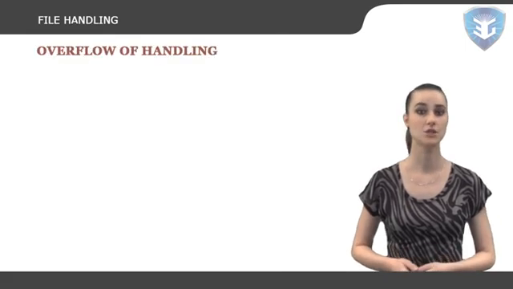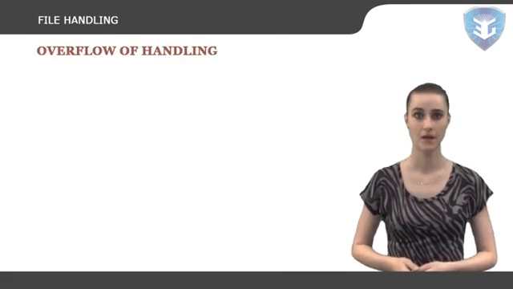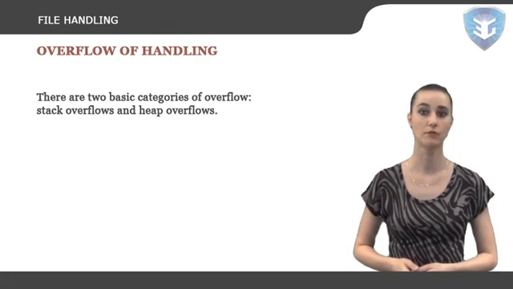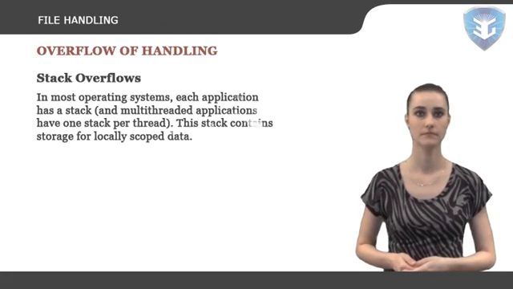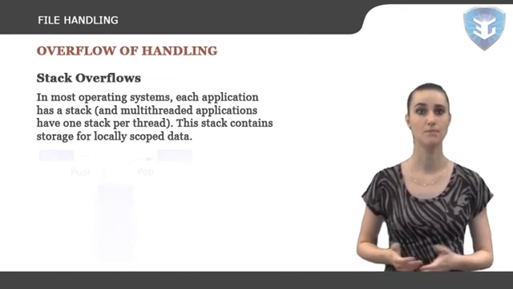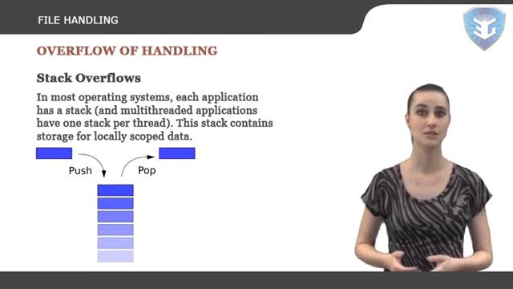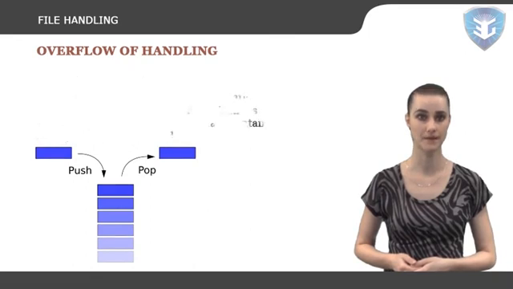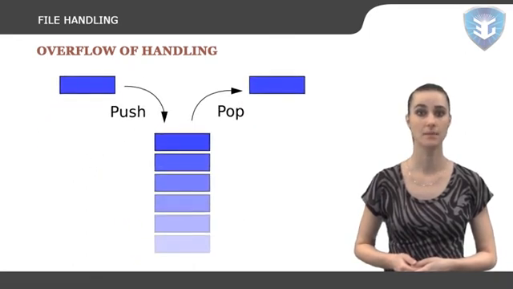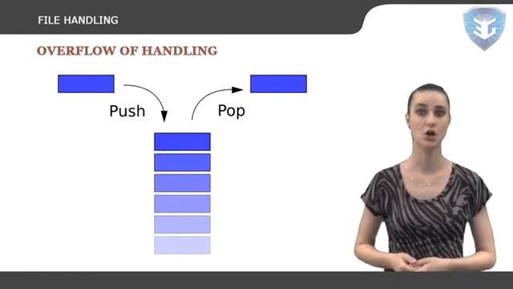Now let's discuss overflow handling. There are two basic categories of overflow: stack overflows and heap overflows. Stack overflows. In most operating systems, each application has a stack, and multi-threaded applications have one stack per thread. This stack contains storage for locally scoped data. The stack is divided up into units called stack frames. Each stack frame contains all data specific to a particular call to a particular function.